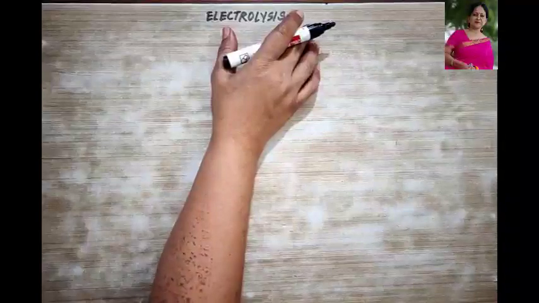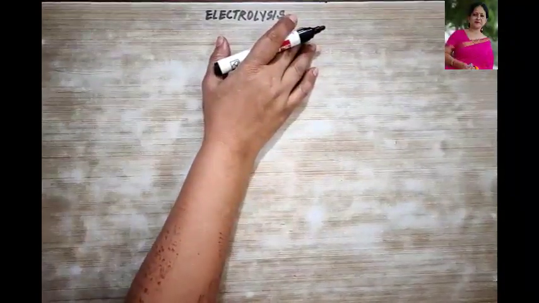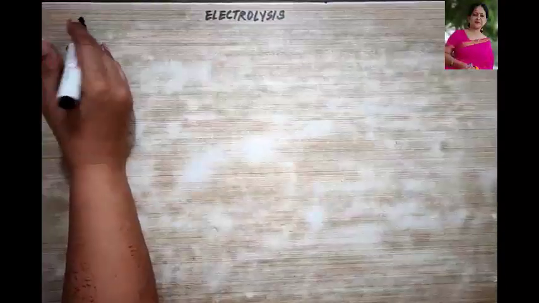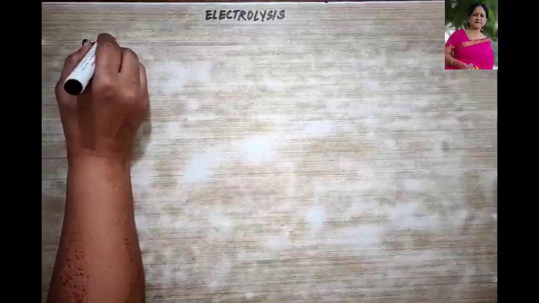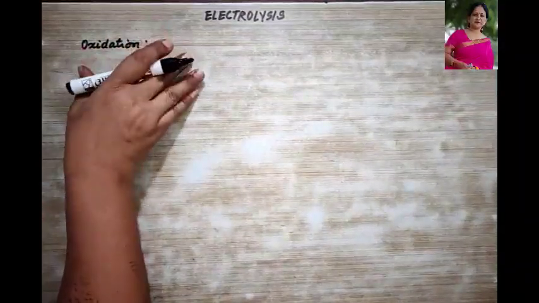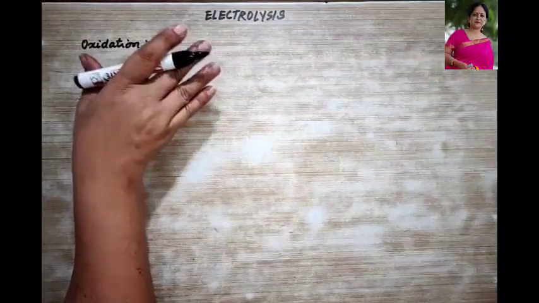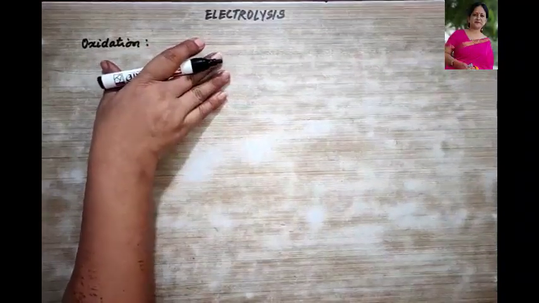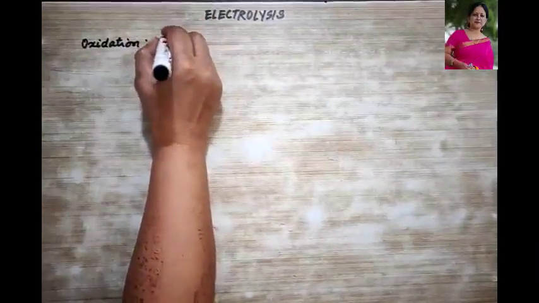In the last chemistry period, we were studying some important terms, and we had to begin from oxidation and reduction today. So let us understand what we mean by oxidation. Oxidation, in the electronic concept, is defined as a process in which an atom or an ion loses electrons.